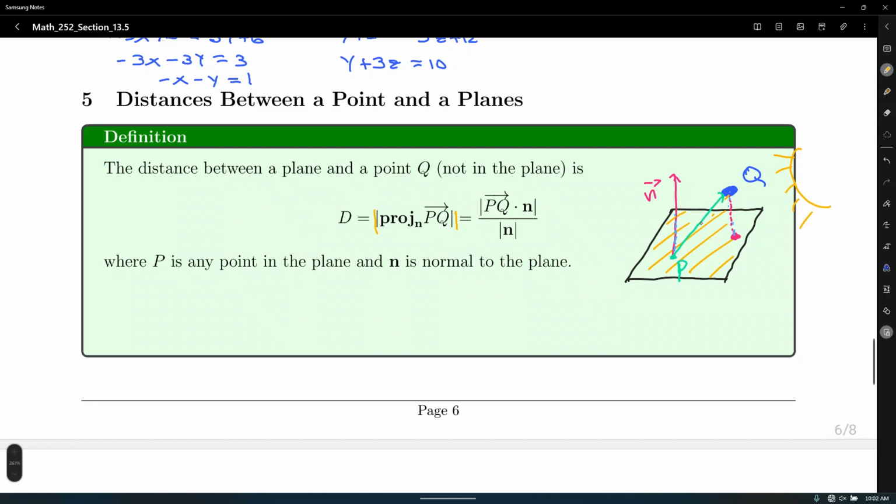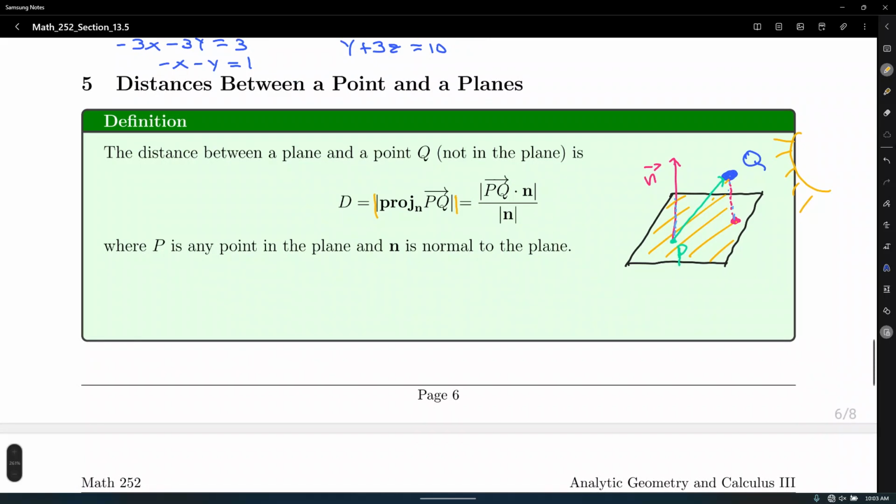So the projection of the green vector onto the normal vector is the same as the distance between the plane and the point right here. All right? And so essentially the magnitude of that projection is the scalar projection, which involves the dot product between this green vector and the normal vector.